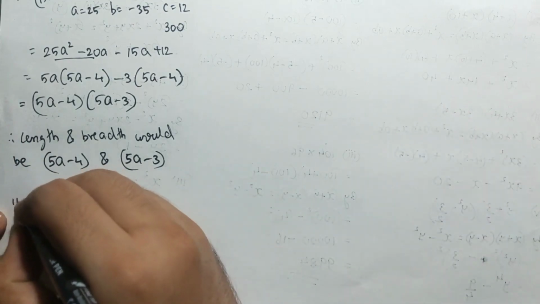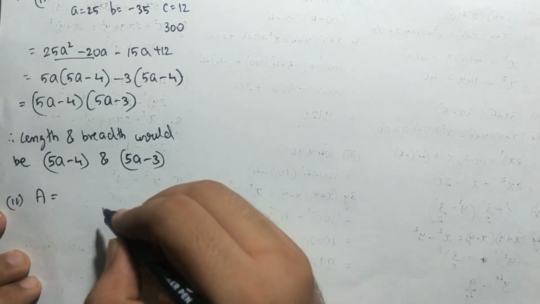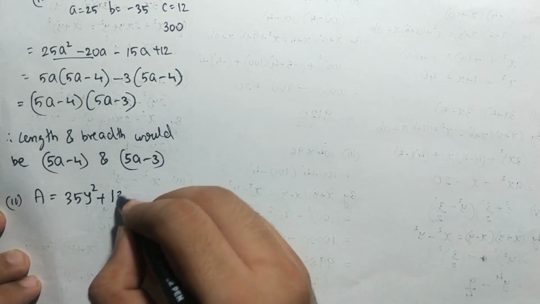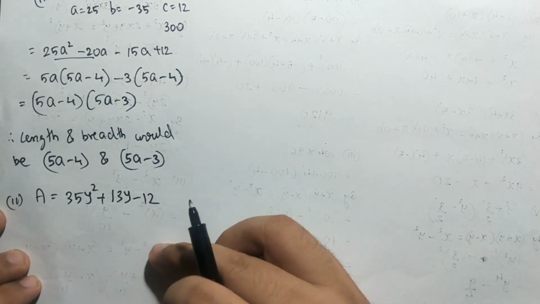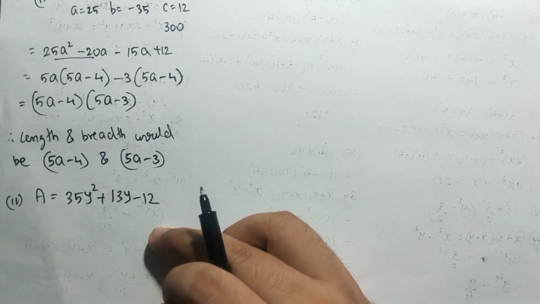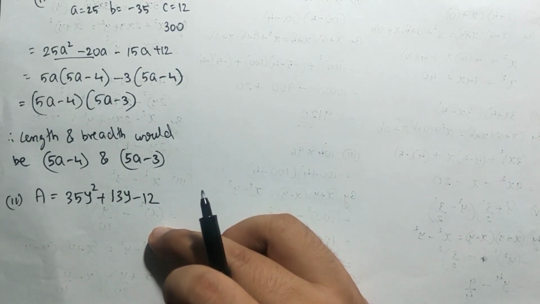But the question I am writing over here, you have to find the area of 35y square plus 13y minus 12. This question also you have to find using middle term splitting, but I am not doing that. You do it by yourself. I am proceeding towards the 16th sum.